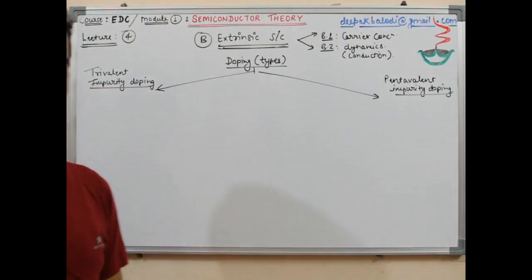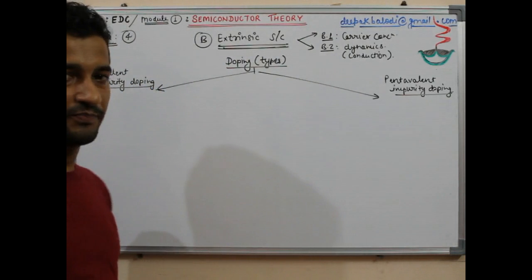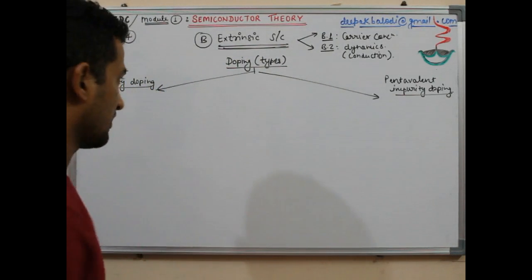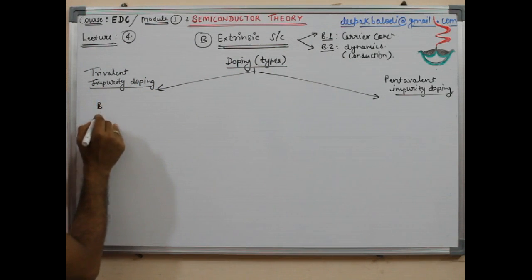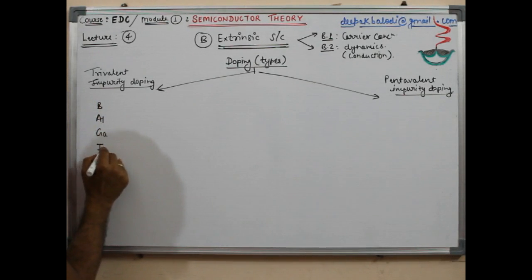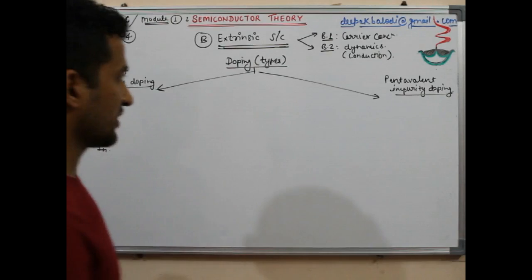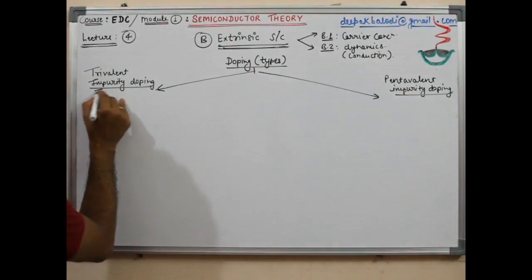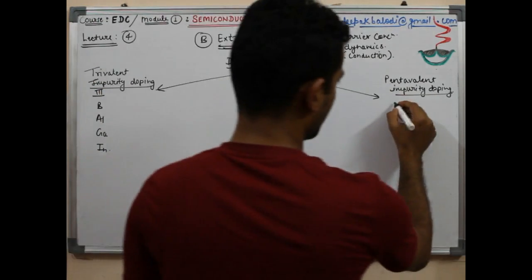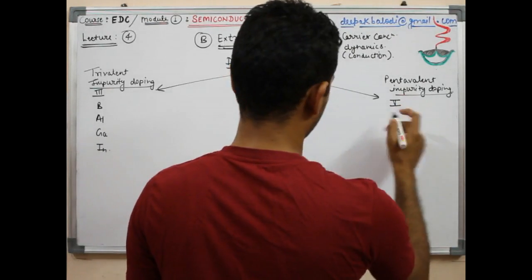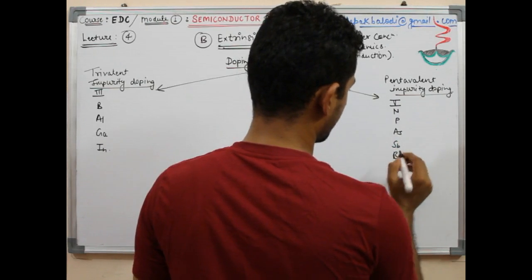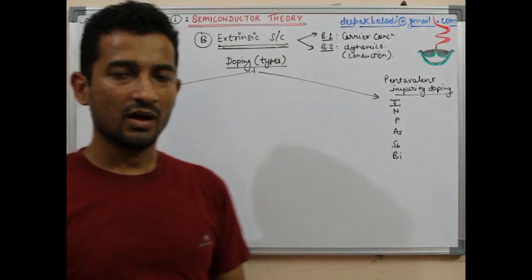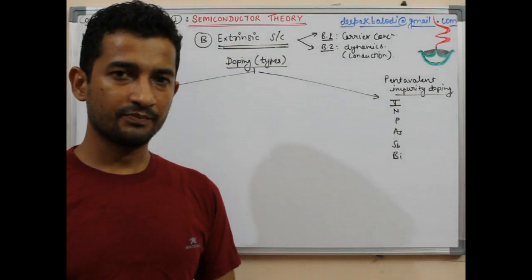Now, as the name suggests, a trivalent impurity doping means the doping with those elements falling into the third column, like boron, aluminium, gallium, indium, as well as for penta. So these are the third column elements, and the fifth column elements are nitrogen, phosphorus, arsenic, antimony, and bismuth. Out of them, we are not going to use all of them.